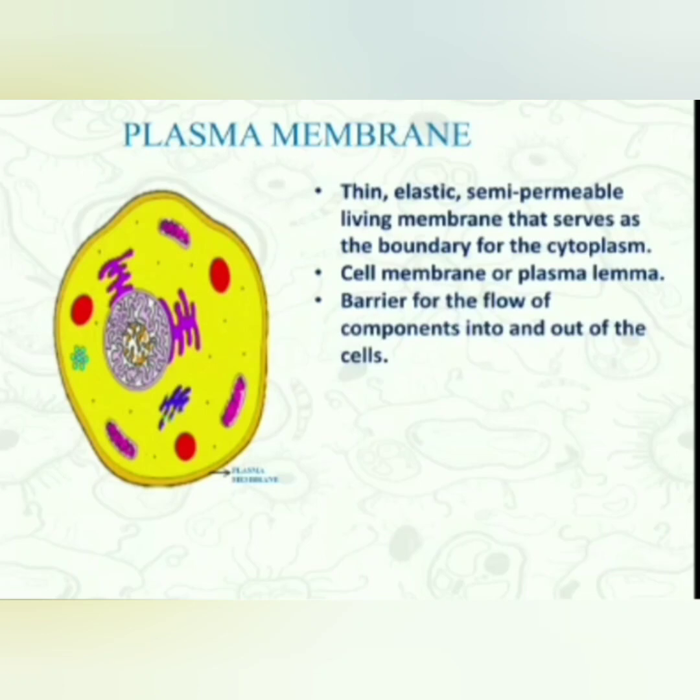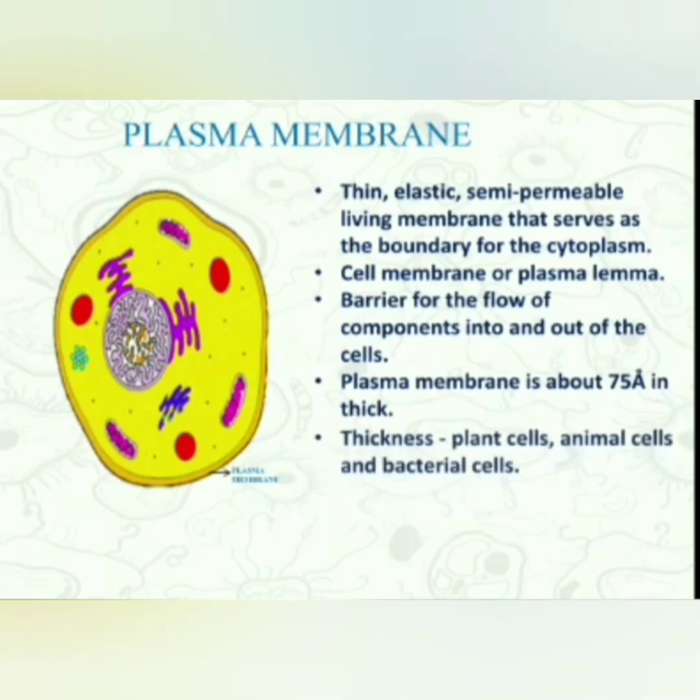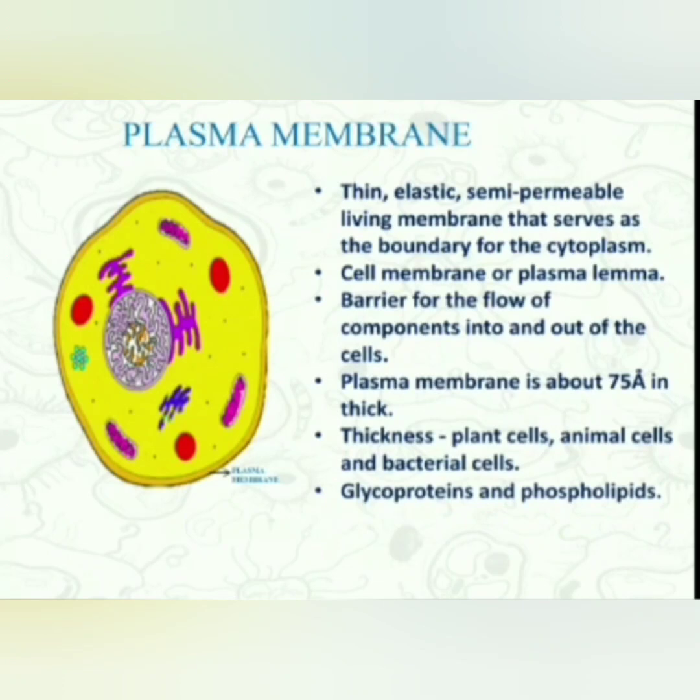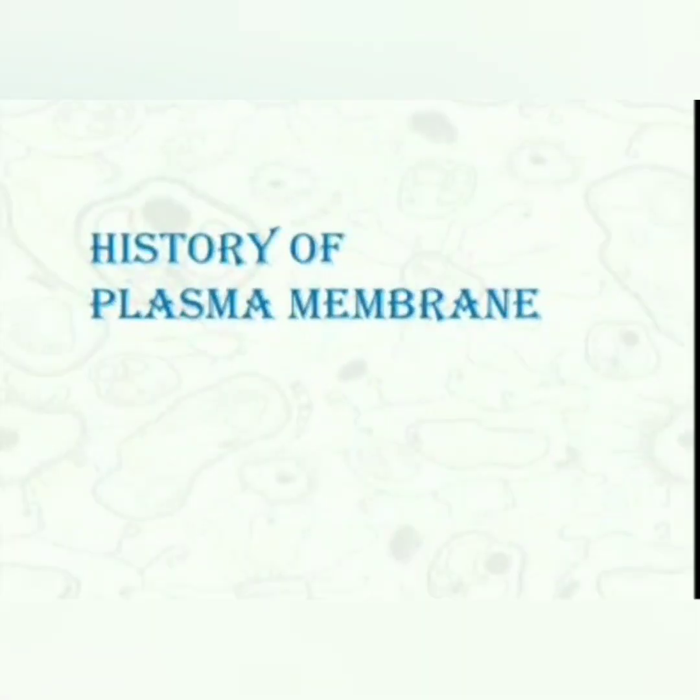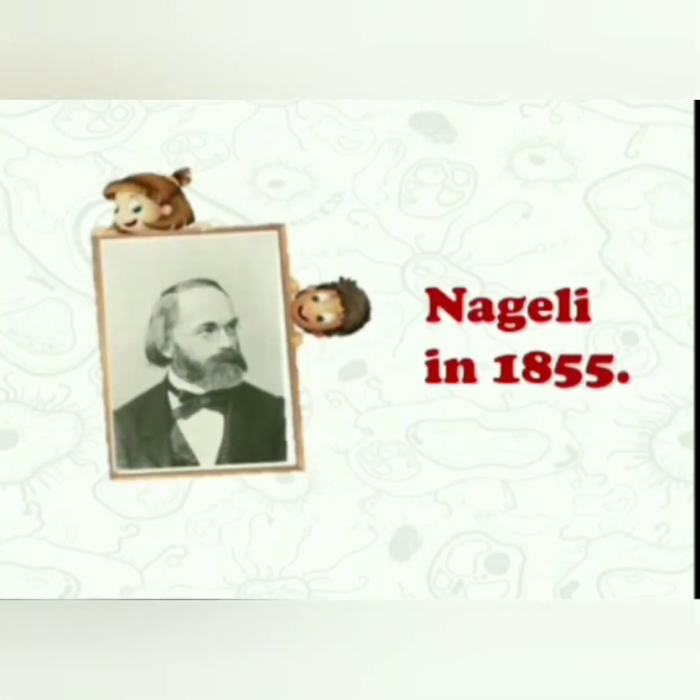Plasma membrane is about 75 Angstrom in thick. Thickness is almost constant in all plant cells, animal cells and bacterial cells. It is formed of glycoproteins and phospholipids. The molecules are arranged in a definite pattern. History of plasma membrane: the term plasma membrane was coined by Naegeli in 1855.